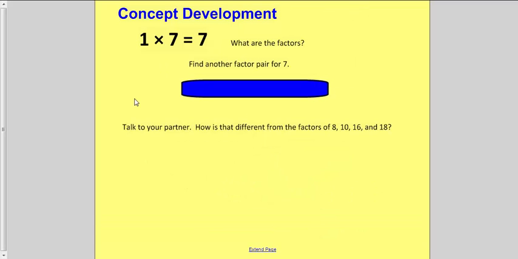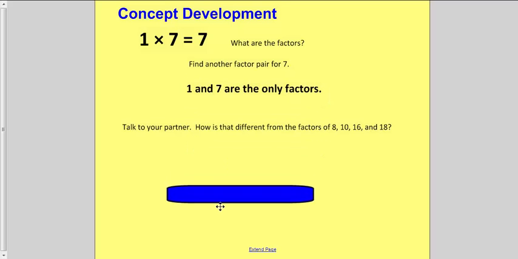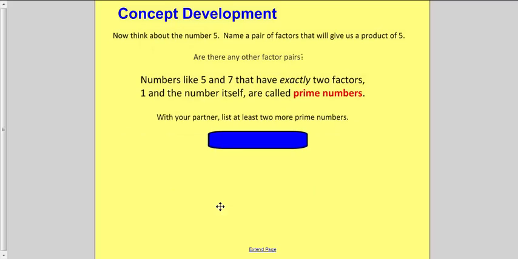All right, so now if we were going to list the factors of 7, the factors of 7 are 1 and 7. And then you think to yourself, is there anything else that I can multiply together that equals 7? And the answer to that is there is nothing. The only factors of 7 are 1 and 7. Some numbers are like that. They only have exactly 2 factors.